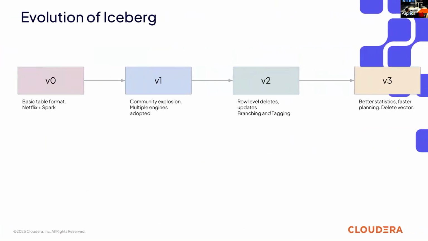And also from the evolution perspective, V0 was actually just for Netflix. V1 was when the community started to expand, and Cloudera also started to go in that direction. V2 is when row-level deletes, updates, and branching and tagging came to the picture. Nowadays, we are working on V3 with better statistics, faster planning, and also delete vectors.